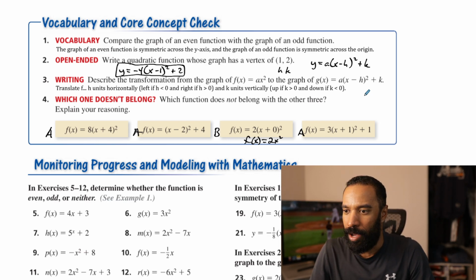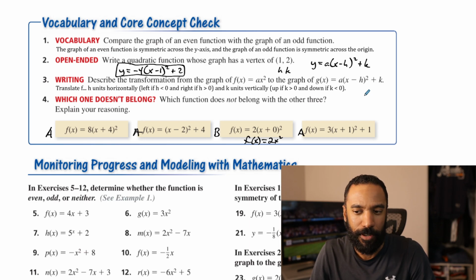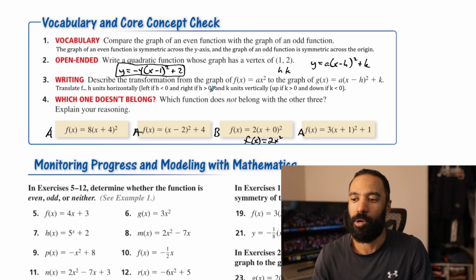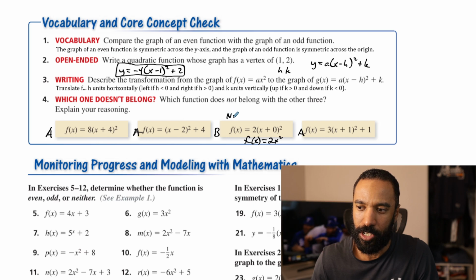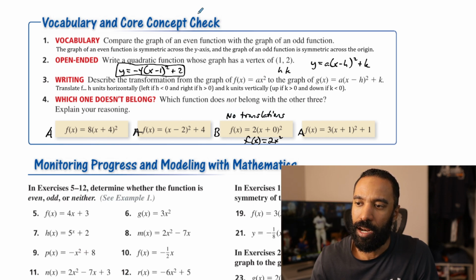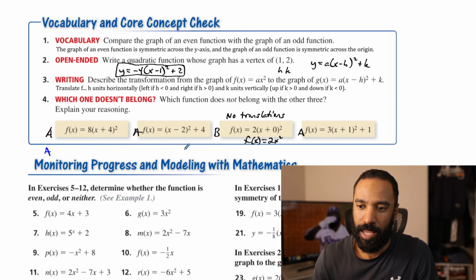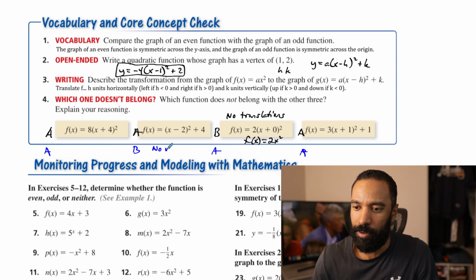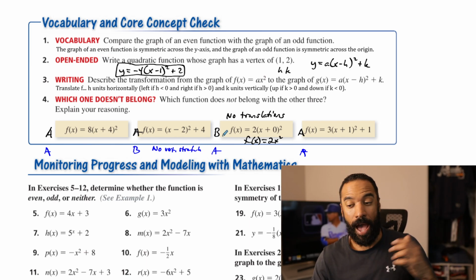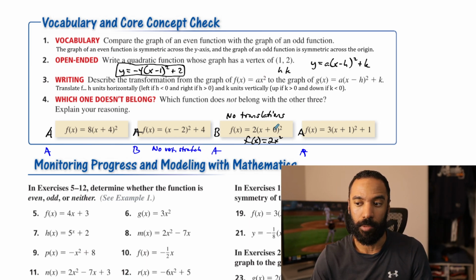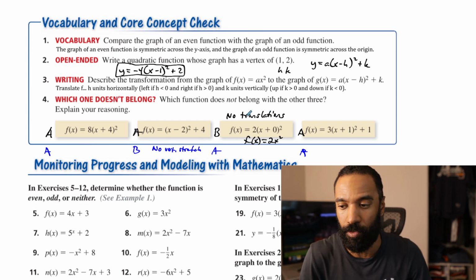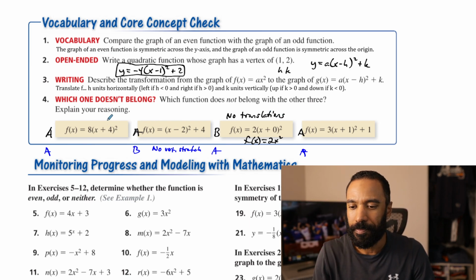But they're all in vertex form otherwise. That's going to be my thing. So my reasoning is because no translations. In an alternate reality, we could say A and B, if you want to say no vertical stretch compared to the other ones. So I don't know which one they're talking about. I'm going to assume they're talking about the translations because it's all about vertex form. So I'm really living on that first one.